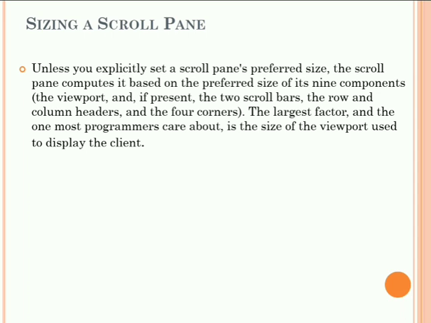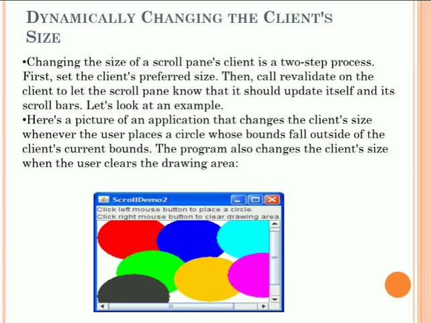The largest factor, and the one most programmers care about, is the size of the viewport used to display the client. Whatever we can see of that particular image or text in the viewport is most important. The center area is most important, so it is of big size. Now, how can we dynamically change the client size of that particular scroll pane? We can change it dynamically. How that is done, let us see.